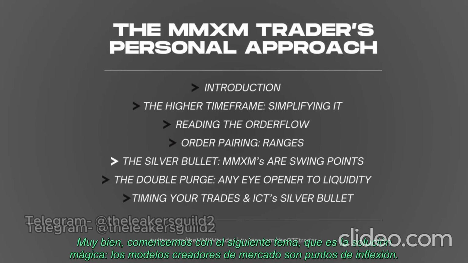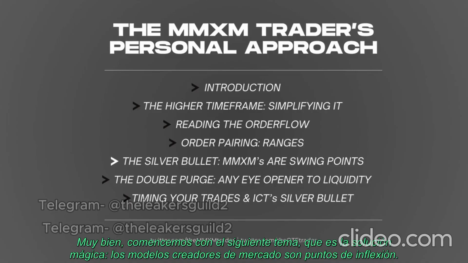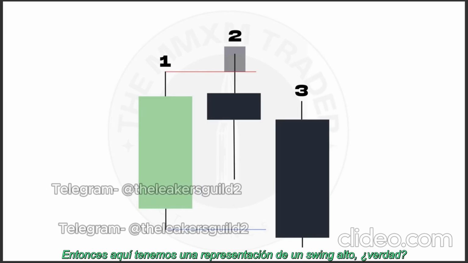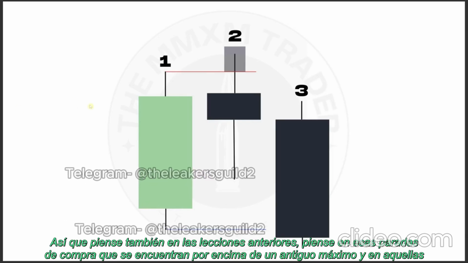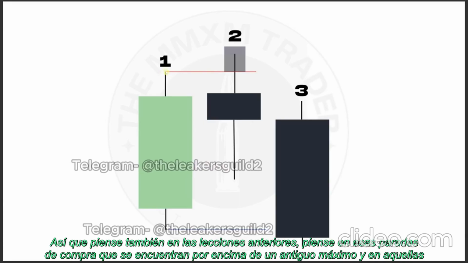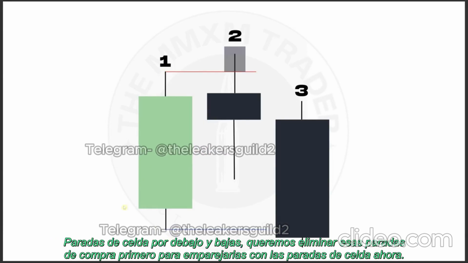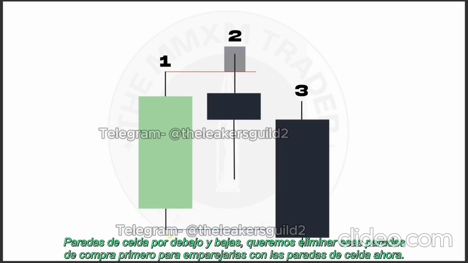Alright, so let's start the next topic, which is the silver bullet. Market maker models are swing points. So over here we've got a depiction of a swing high, right? So think about the previous lessons as well. Think about those buy stops resting above an old high and those sell stops below an old low. We want to take out those buy stops first, right, to pair them up with the sell stops.